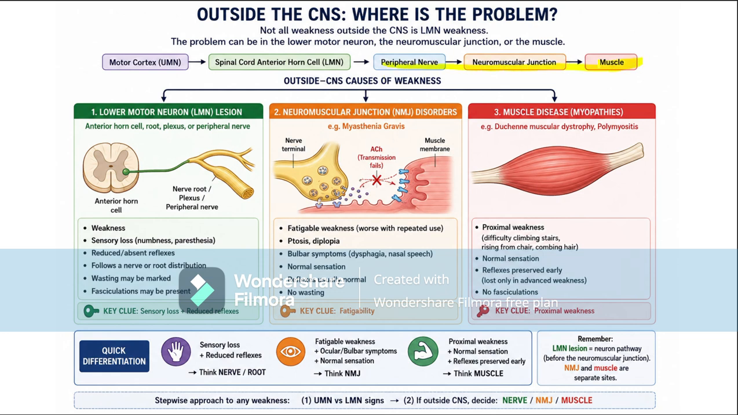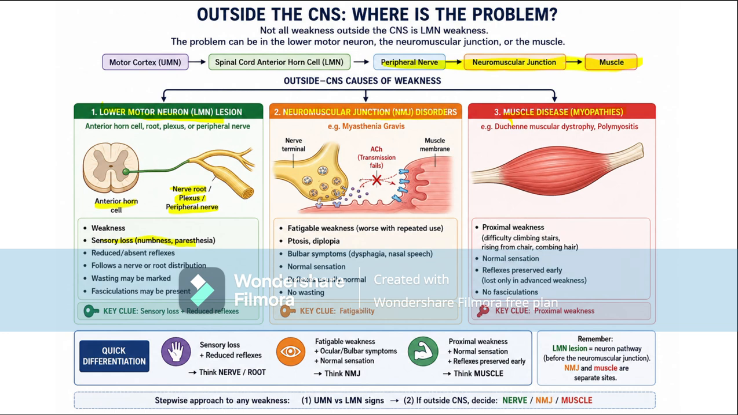So next, let's separate 3 outside central nervous system causes: lower motor neuron, neuromuscular junction, and muscle. Outside the central nervous system, weakness can come from 3 different places: the lower motor neuron pathway, the neuromuscular junction, or the muscle itself. A lower motor neuron lesion includes the anterior horn cell, nerve root, plexus, or peripheral nerve. These patients often have weakness with sensory loss, reduced reflexes, and sometimes marked wasting or fasciculations. The pattern may follow a nerve or root distribution.